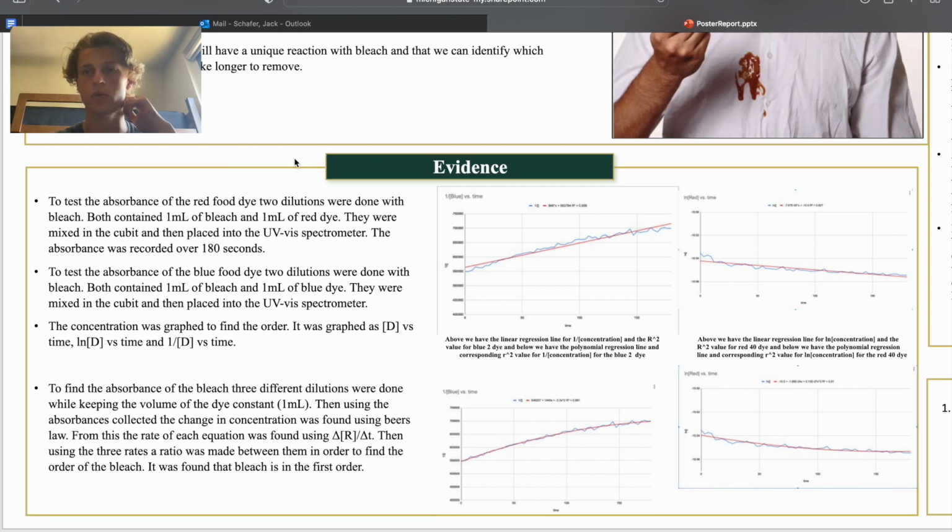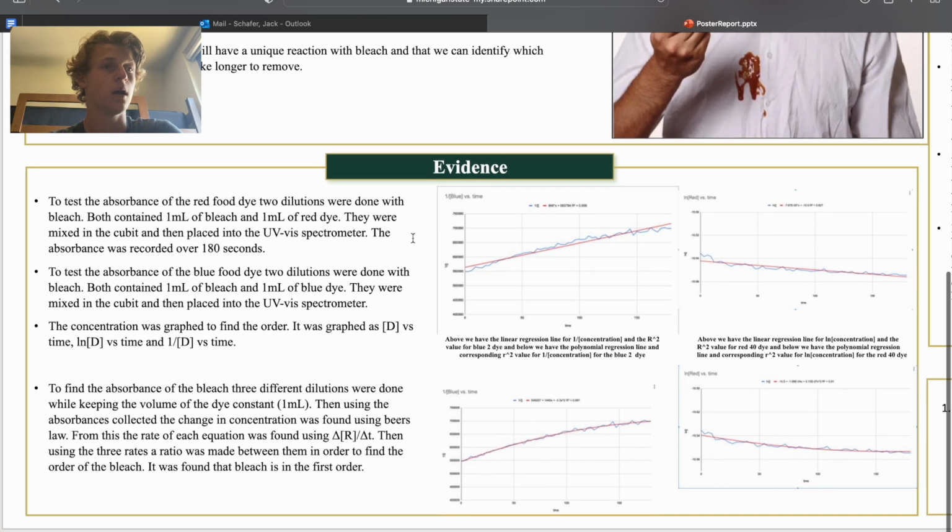So for Blue 2 and Red 40, we did an absorbance test over 180 seconds. We mixed 1 milliliter of bleach with 1 milliliter of red dye in a cuvette and put it in the UV-vis spectrometer, which we connected to my laptop. We recorded what the absorbance was over 180 seconds.